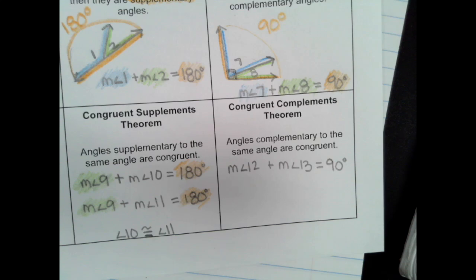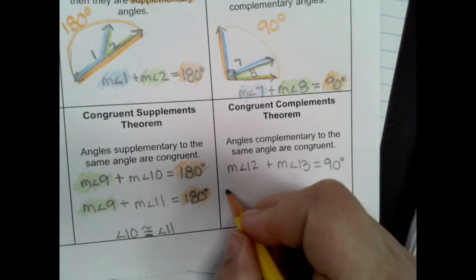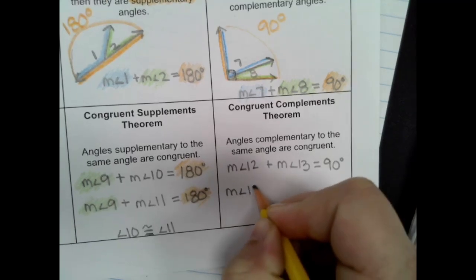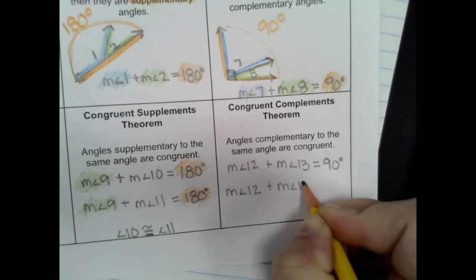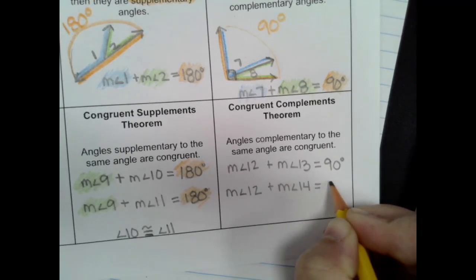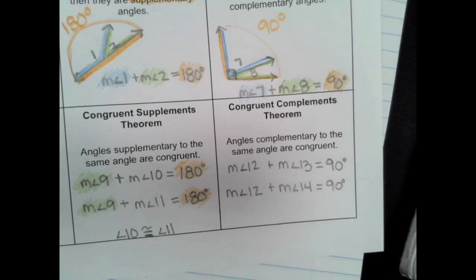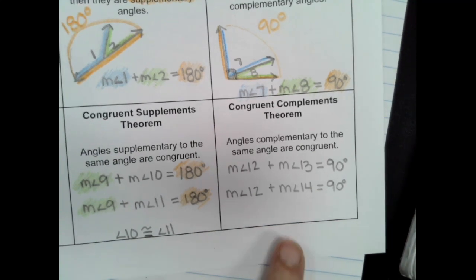Okay, now if I take 12 again and I add it to a different angle, and it adds up to 90, so I'm going to do 12 and 14. Remember that M stands for measure, so the amount that they are. If 12 doesn't change between these two sentences, the number we add to that is going to have to be the same. So if I say angle 12 is 50 degrees, trying to make a simple problem here.